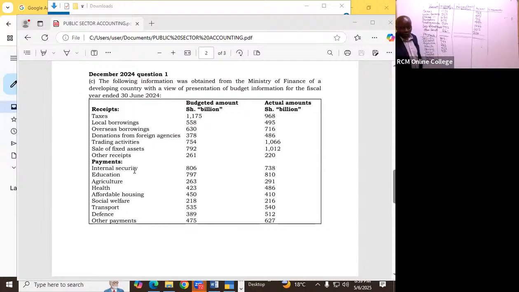Social welfare, 218. And then under transport, I can see 535. And then defense. What am I seeing under defense? 389. And then other payments, we have 475. And then I'll be able to leave the middle one.